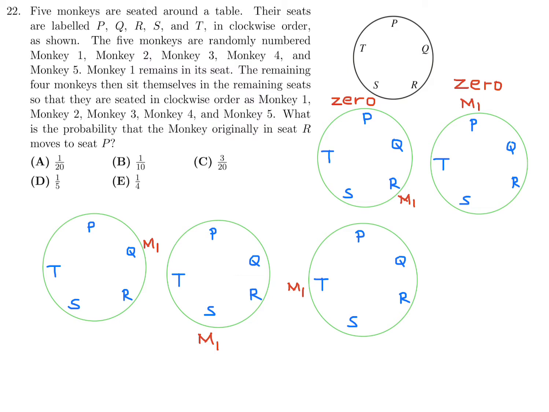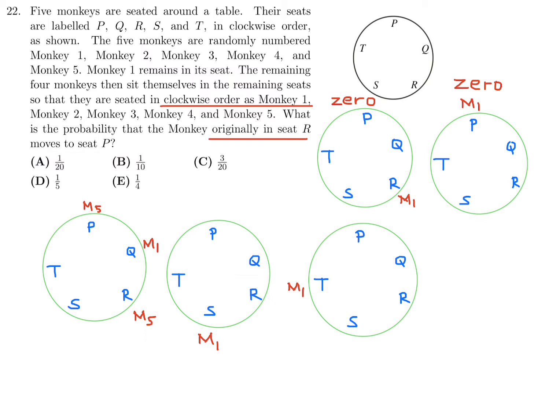Who's going to go to P if it's going to be arranged in clockwise order as 1, 2, 3, 4, 5? Well, it's got to be monkey 5. Once the clockwise order happens, monkey 5 is going to end up in P. So that means he must originate at R in order for this sentence to be satisfied: the monkey originally in seat R moves to seat P. He was sitting in seat R, but then after the rearrangement happens, he moves to seat P. That is one scenario. So what is the probability of this?